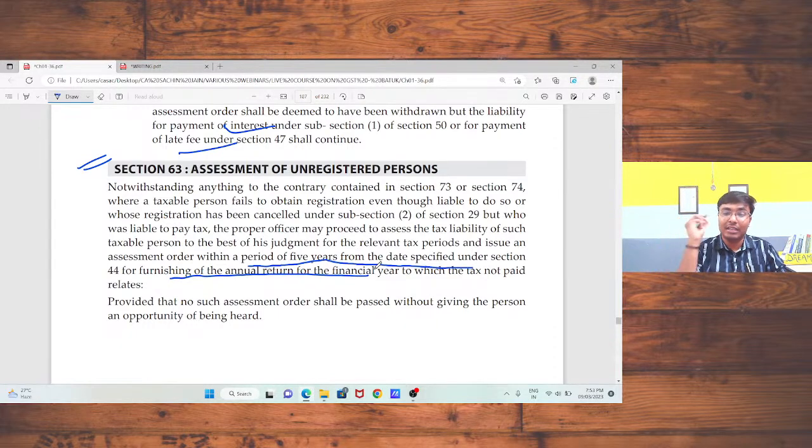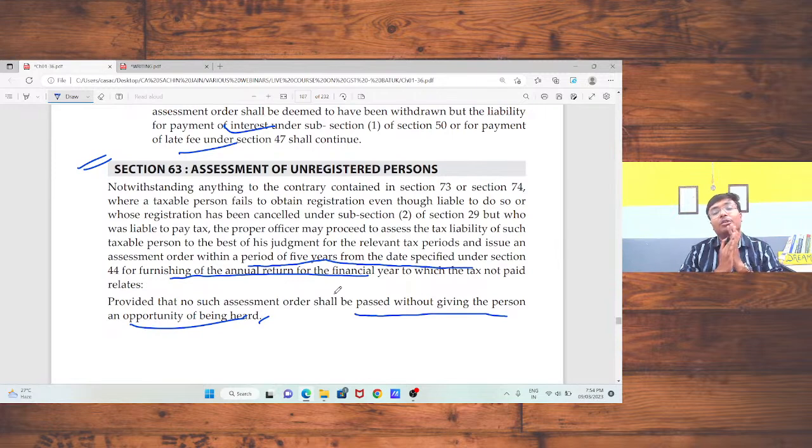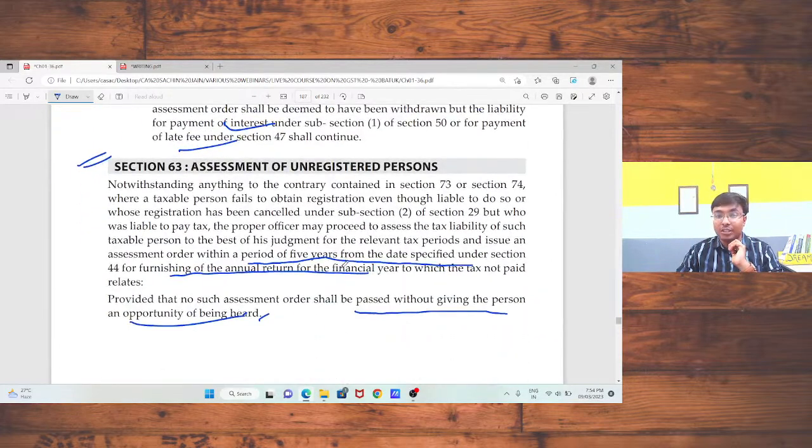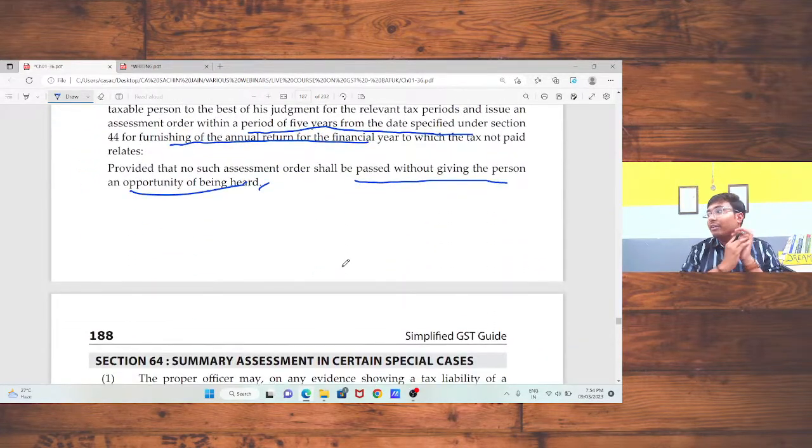Okay sir. Before doing the assessment or before passing the assessment order, the departmental authority will give you an opportunity of being heard. Without giving the opportunity of being heard, the departmental authority cannot issue any order. Okay sir. So that is the concept of section 62 and 63, that is assessment of non-return filers and assessment of unregistered persons.